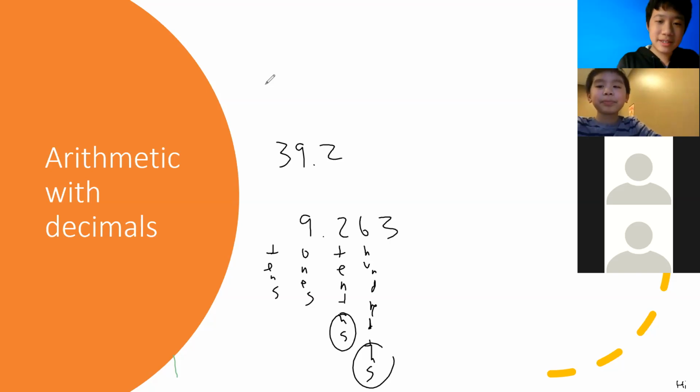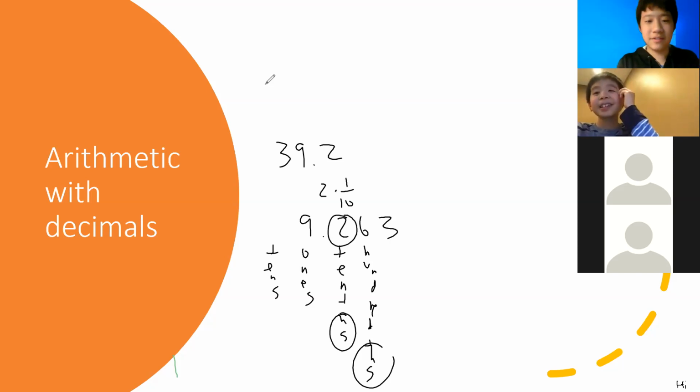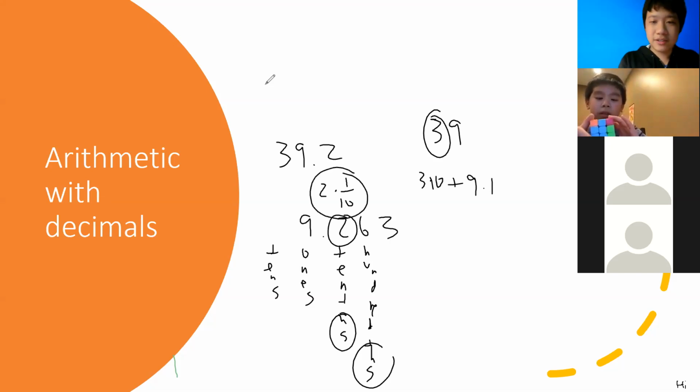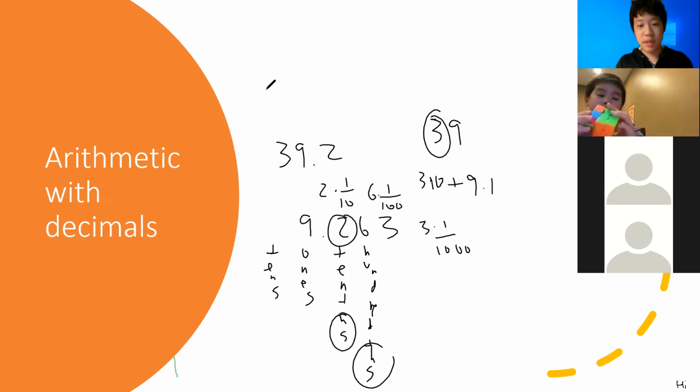Okay. So what do these mean? Well, tenths means that this is a 2 times 1/10. That's the meaning of this digit, right? If we had some number like 39, we know that the first digit is not a 3, it's a 3 times 10. And then the second digit is a 9 times 1. So the same thing goes for decimals. The first digit is a 2 times 1/10. The second digit is 6 times 1/100. The third digit is 3 times 1/1000. So these are why they're called tenths, hundredths, and thousandths.